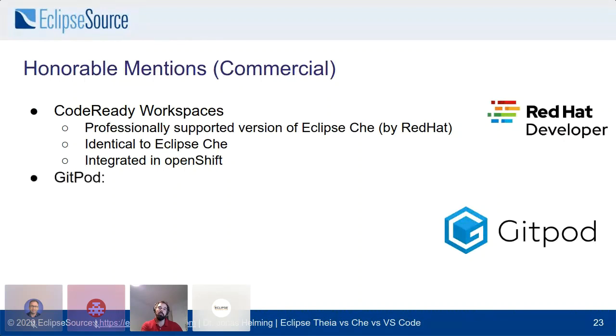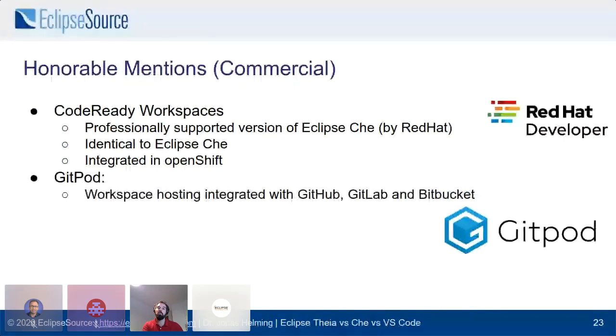Then definitely Gitpod. Gitpod is also workspace hosting that is very well integrated with GitHub, GitLab, and Bitbucket. It provides its own Theia-based IDE, like a very slim, very fast one. Gitpod itself is slim and fast. It's very simple to use. I would say very comparable to GitHub Codespaces. And it has been recently open sourced.